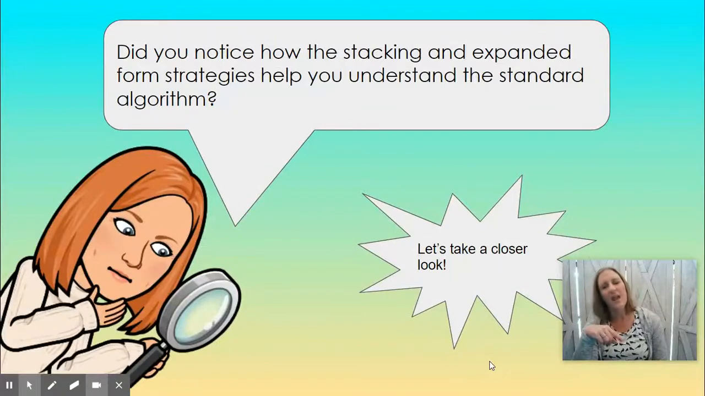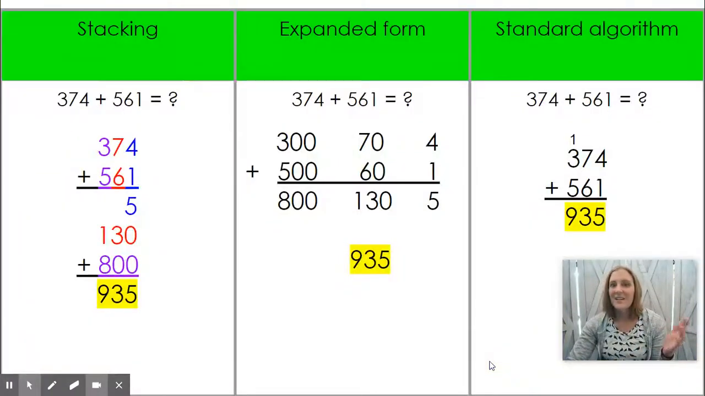Now, did you notice how stacking and expanded form strategies kind of lined up with the standard algorithm? Stacking and expanded form and standard algorithm all give you the same answer. Look at our ones place. We put a 5 in our ones place. There was no regrouping in this example. But in the tens place, we did have to regroup. We had to move that 100 to its correct place value, which is how we ended up with a 9 in the hundreds place.